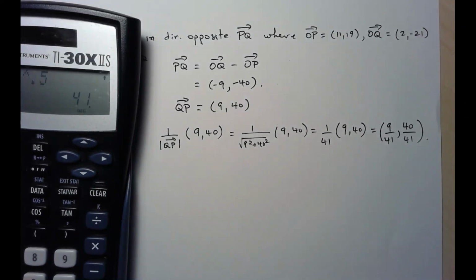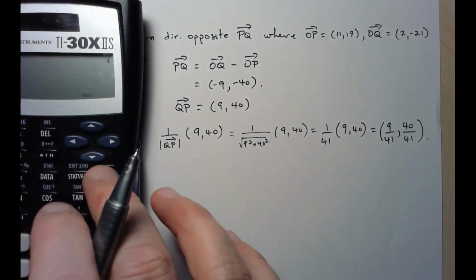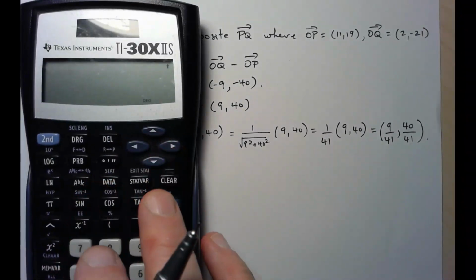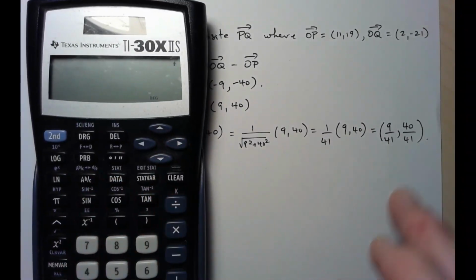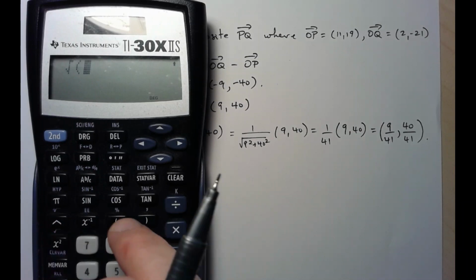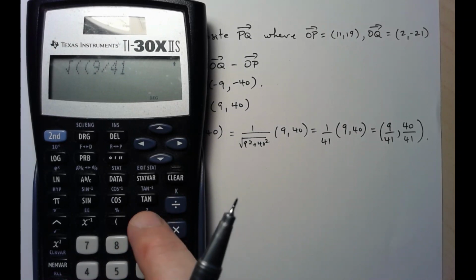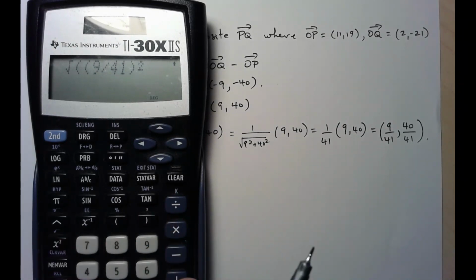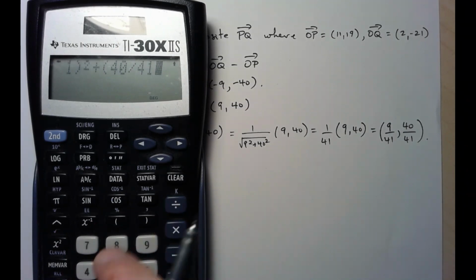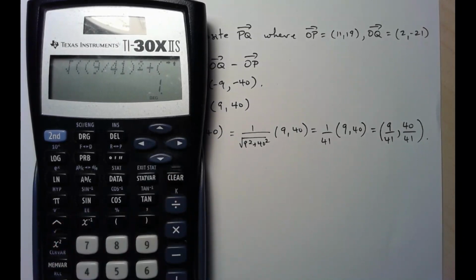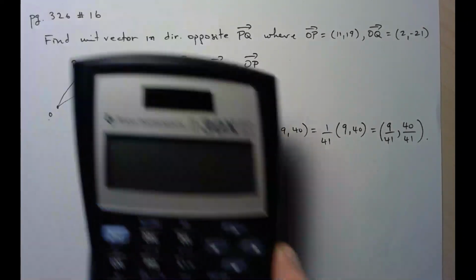And there's my answer. Now you could check, if you want to, to see that you did this correctly. Let's find the magnitude of this vector. Let's take the square root of, open bracket 9 divided by 41 squared, plus 40 divided by 41 squared. Let's take that, and there you go. The magnitude is equal to 1, so we're pretty sure we got the right answer there.